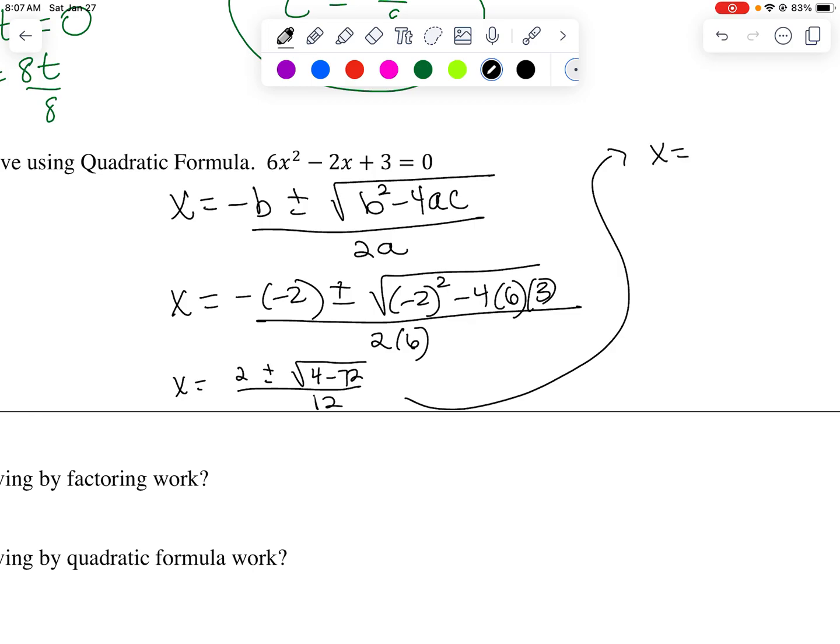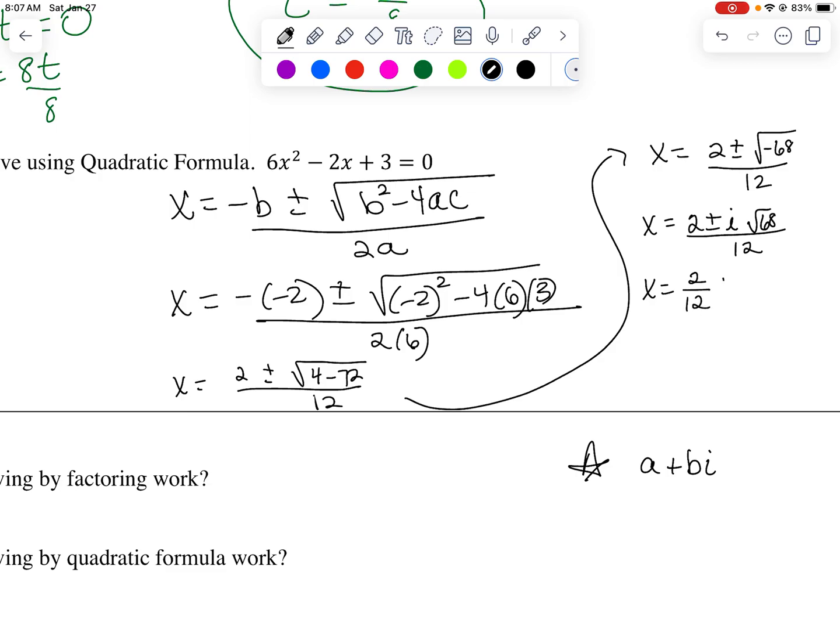Okay, so here we go. I get 2 plus or minus square root -68 over 12. When I see a negative under a square root, I pull out the i. Remember, when you have an i in your answer, answers must be a plus bi form. So I'm going to go ahead and split right here, and I'm going to multitask.